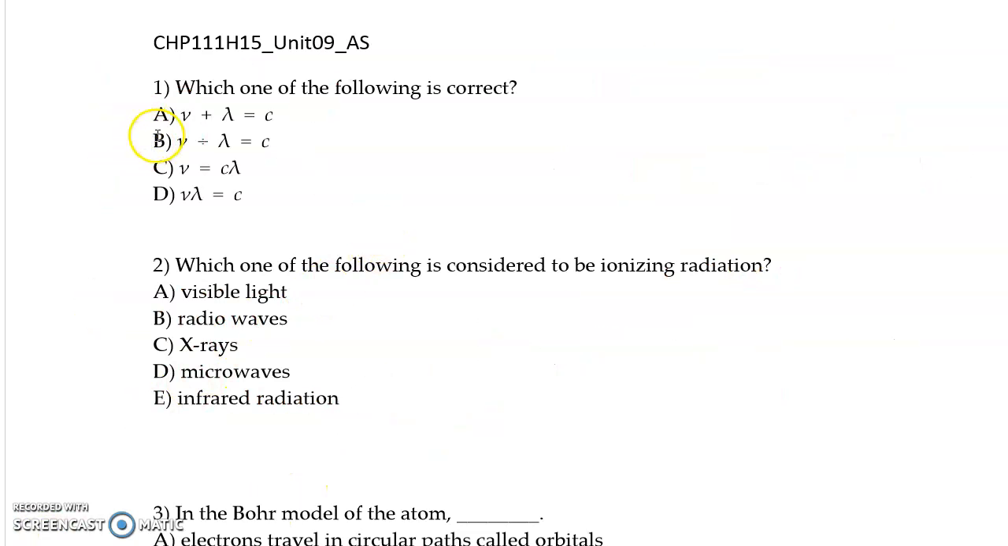Okay, let's look at some exercises. Number 1, which of the following is correct? C is the speed of light. The speed of light should be equal to frequency times wavelength. That's why I picked D over here. All right, number 2, which one of the following is considered to be ionizing radiation? Visible light, radio wave, X-ray, yes, microwave, infrared. So C is your answer.